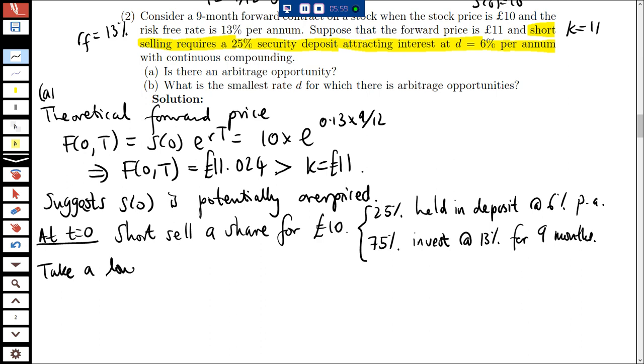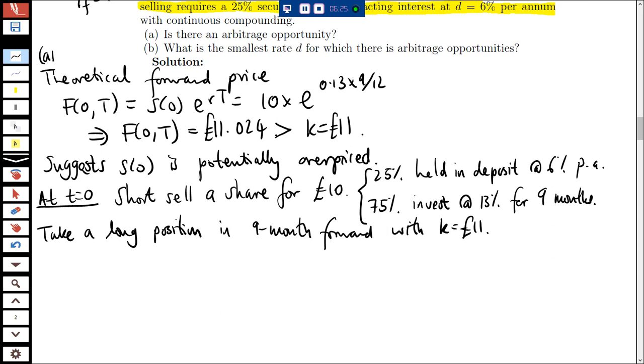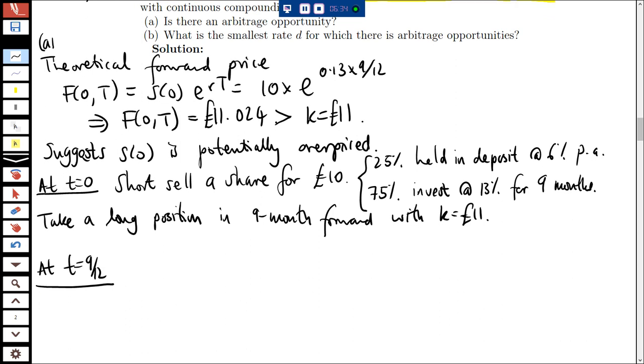Take a long position in the 9-month forward contract with the delivery price of £11. Okay, so that's time 0, accounting for all those fiddly details we've showed in the stock. Okay, so we let some time pass by. So 9/12 of a year. So how much money do we have from our investment?